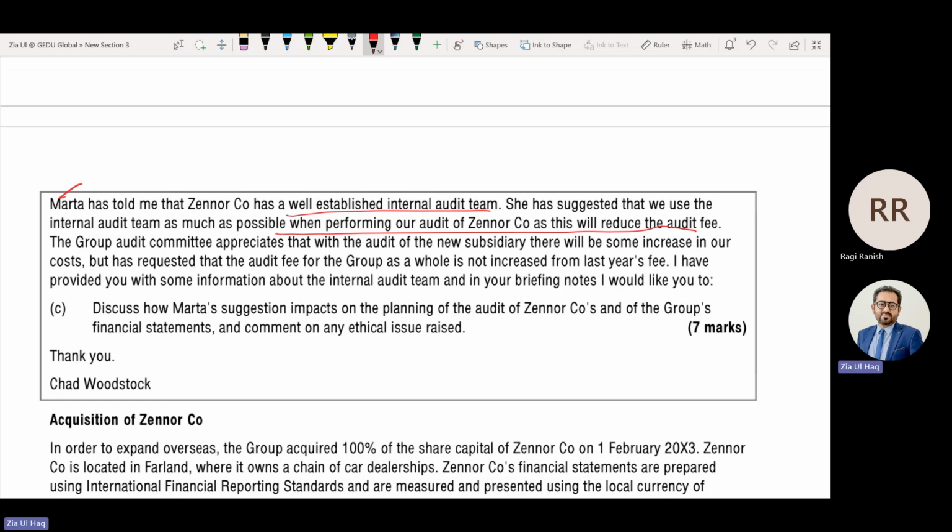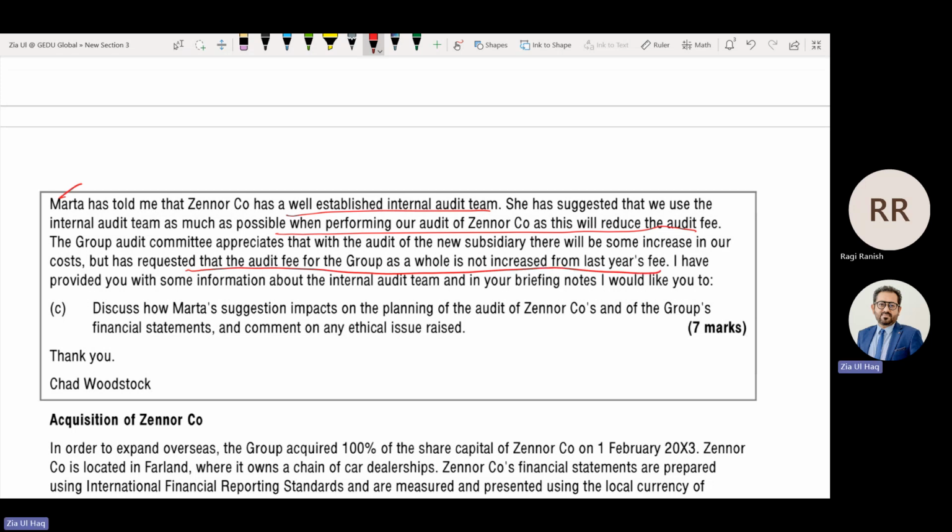This kind of pressure affects auditor independence and objectivity, creating an intimidation threat. We should discuss this kind of pressure with the audit committee or those charged with governance. If still unresolved, we should resign from the engagement. The group audit committee appreciates that with the audit of the new subsidiary, there will be some increase in our cost, but has requested that the audit fee for the group as a whole is not increased from last year's fee.